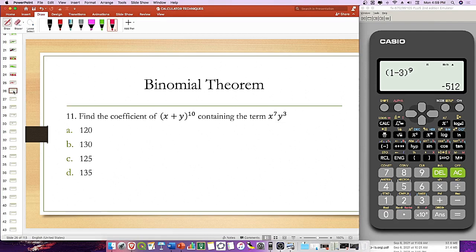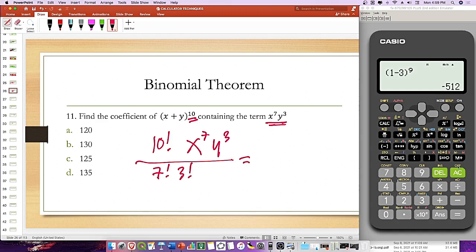Okay. Again, we can find the coefficient of the expansion x plus y raised to 10 containing x raised to 7 and y raised to 3. But now, this is given. All you have to do is just write here x raised to 7, y raised to 3. What's the total exponent? Yes, that's 10 factorial. What is the exponent of x? Yes, that's 7 factorial. Exponent of y? 3 factorial. That's it. Then use your calculator.